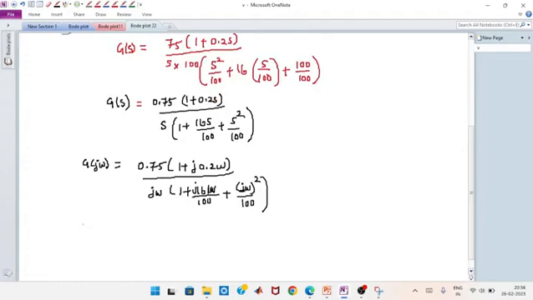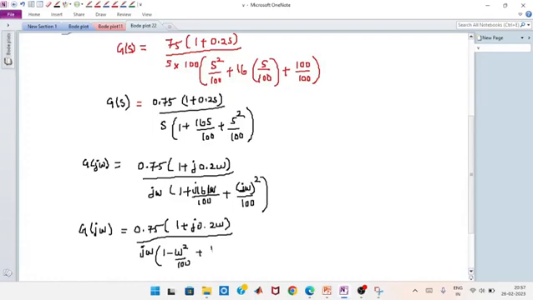That is G(j omega), which is equal to 0.75 into 1 plus j 0.2 omega divided by j omega into, here let me consider j square equal to minus 1, so 1 minus omega square divided by 100 plus j times 16 omega divided by 100. So this is the frequency response, right? So this is step number one.